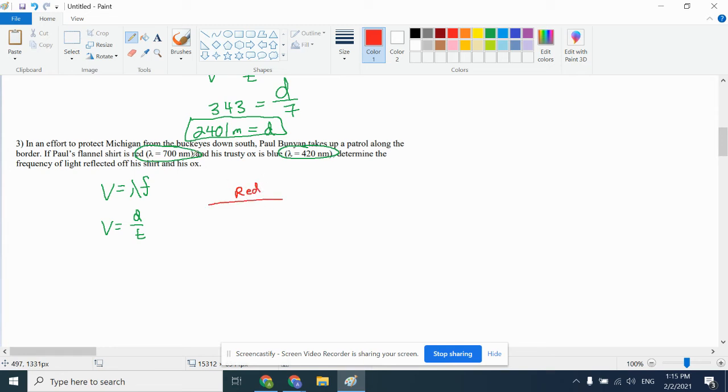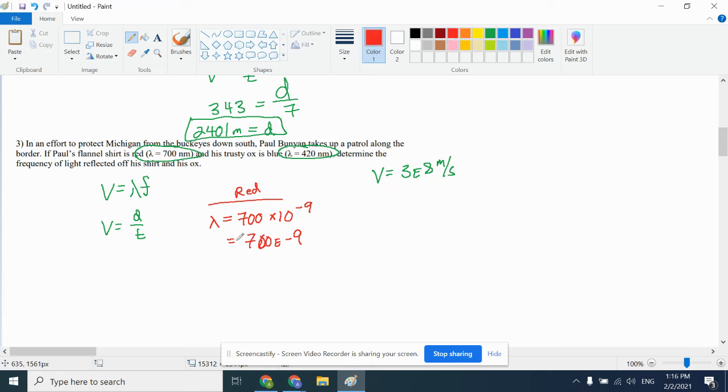Now you see nanometers. You're going to want to get used to this. 700 nanometers, that's 700 times 10 to the negative ninth, or 700 E negative 9. The speed of light is 3 times 10 to the 8th meters per second.